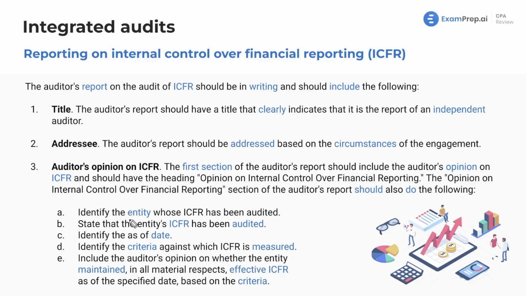We should also do the following. We need to identify the entity, the audit client, state that the ICFR has been audited, identify the as-of date, so as of 12/31, identify the criteria against which the internal controls were measured, and include the auditor's opinion on whether the entity maintained, in all material respects, effective ICFR as of the date based on the criteria. We say they've maintained it against this criteria. We've got proper controls, and did we actually do this? Yes, we did, or no, we didn't.